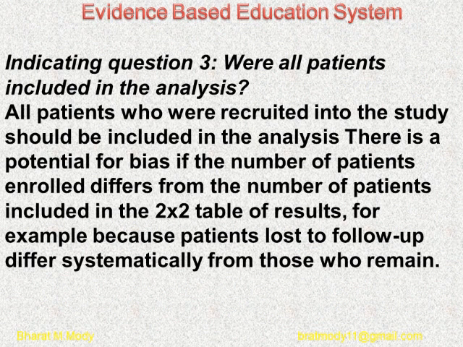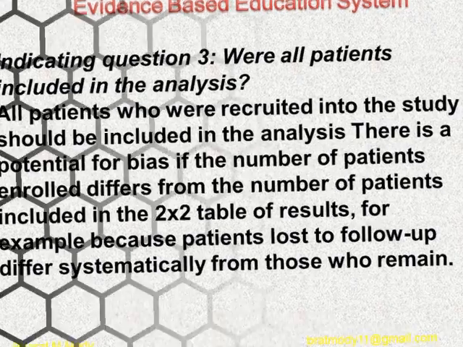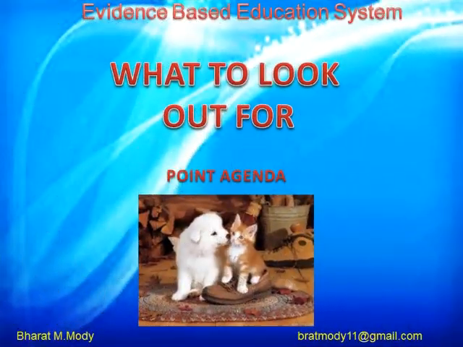Were all the patients included in the analysis? That is why dropouts make a big problem. The intention to treat, which is used by the 2x2 table, that is the way you have to go. So you have to see to it that all the patients are included, because otherwise it will create bias. If you allow the dropouts to be taken out of the equation, then the results may be wrong.